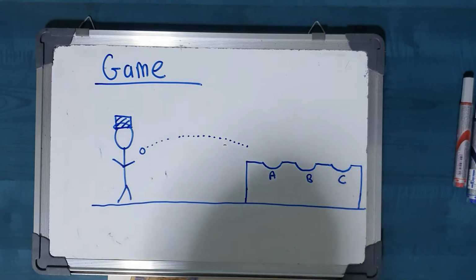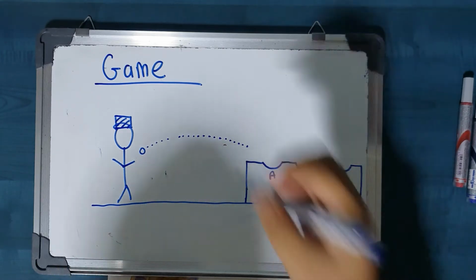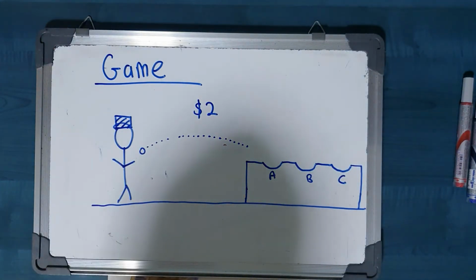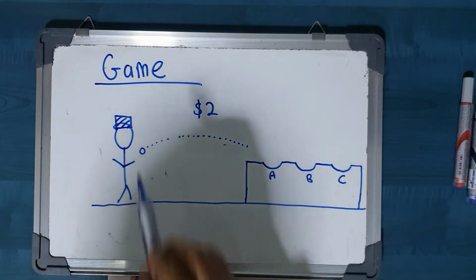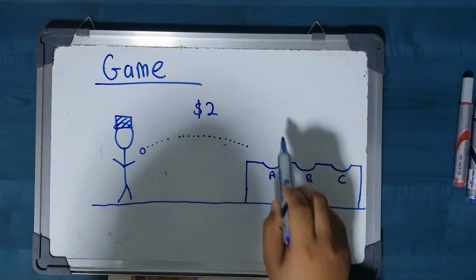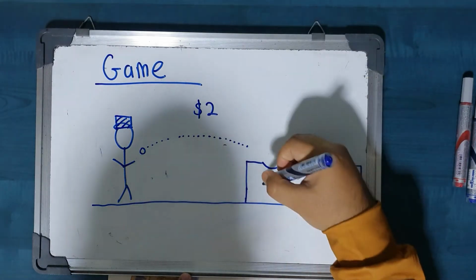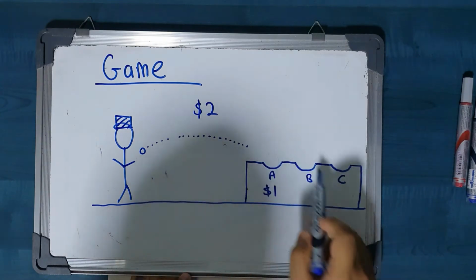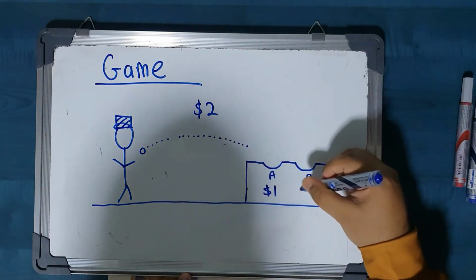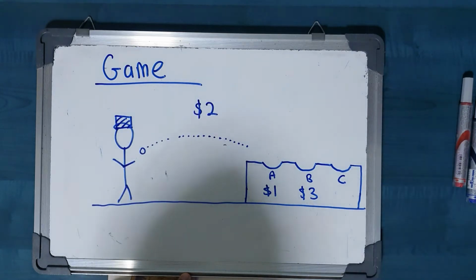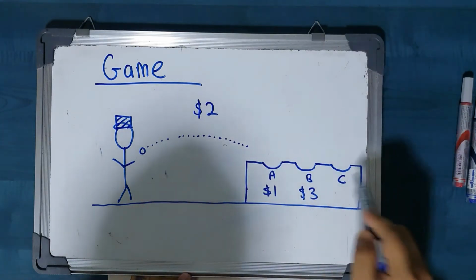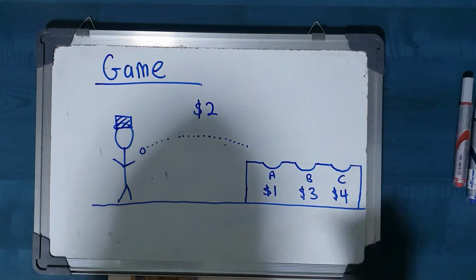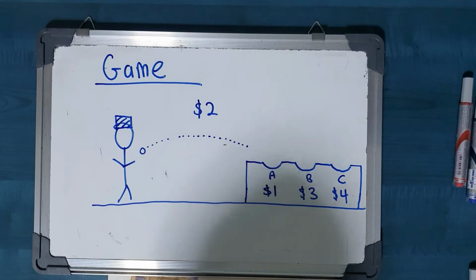So let's say to enter this game, you have to pay, for example, $2. Okay, $2 for one try. And let's say if you manage to throw the ball into hole A, you earn, for example, maybe $1. If you manage to throw into hole B, you win maybe $3. And if you manage to throw the ball into hole C, maybe you earn around $4. So let's say this is the game.